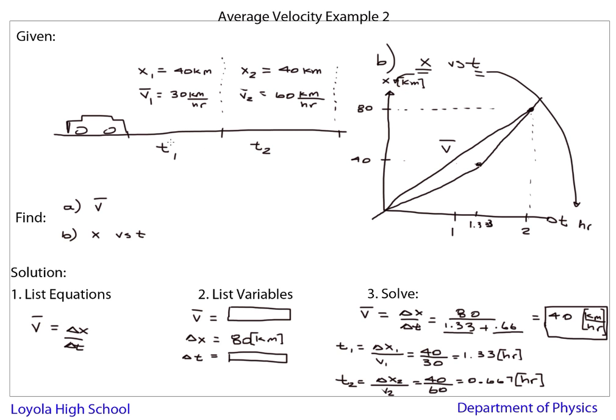Draw a picture and review. Write down our find, list the average velocity equation and our variables. In this case, we had to actually go back here and do a couple little side calculations, I call them side calcs. Find the two times, plug them in, and then we can arrive at our final average velocity.